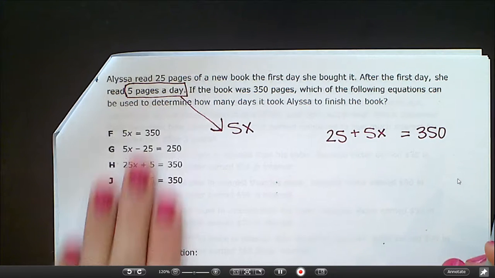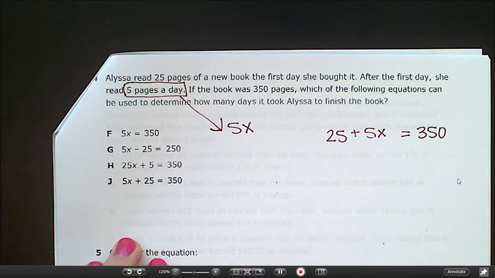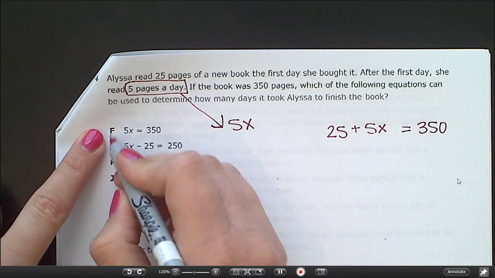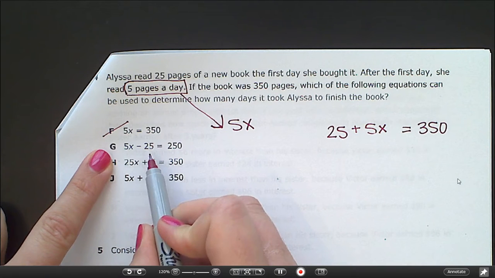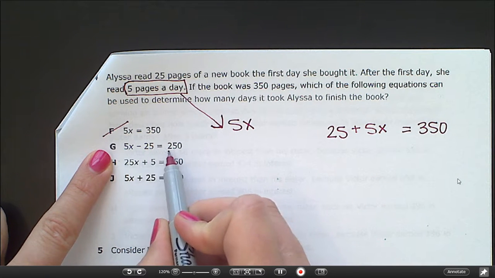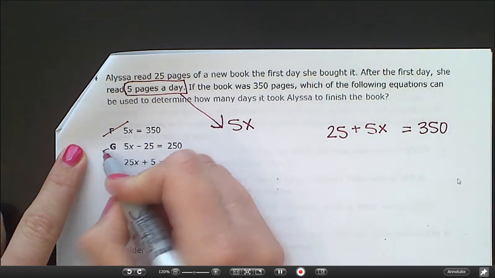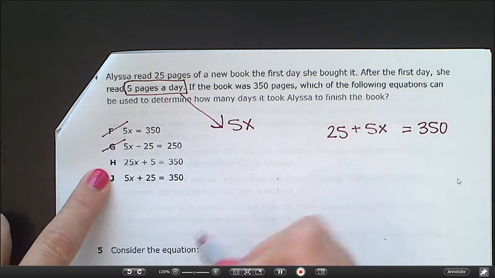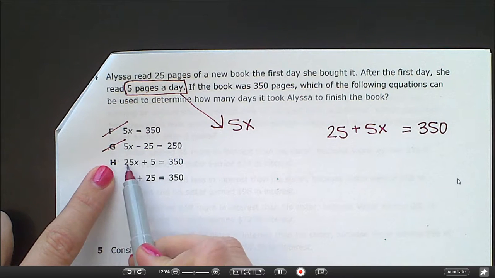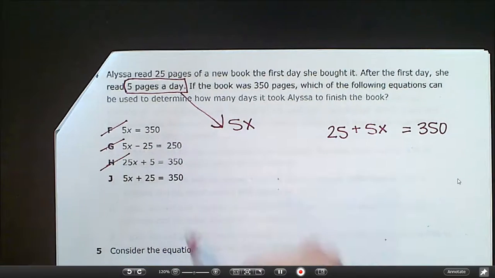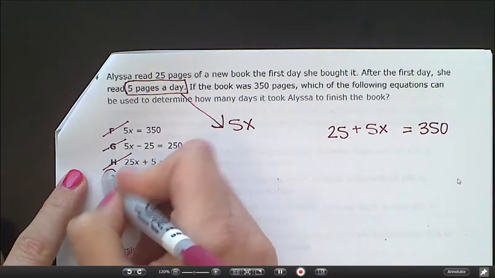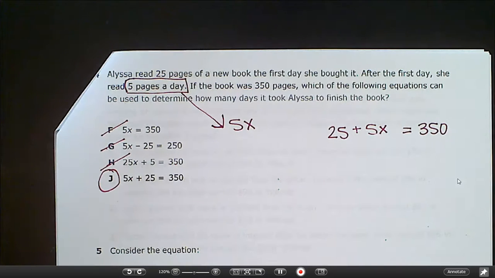So let's see which one of these matches. Well, this one leaves out the 25 pages she read the first day. This one takes away the 25 pages she read the first day, and see, this is 250, not 350. H says that I'm reading 25 pages per day because X is attached to that. We don't want that. But J matches exactly what we came up with. So let's get this filled in on your sheet.